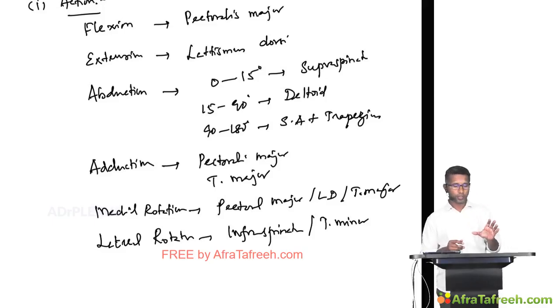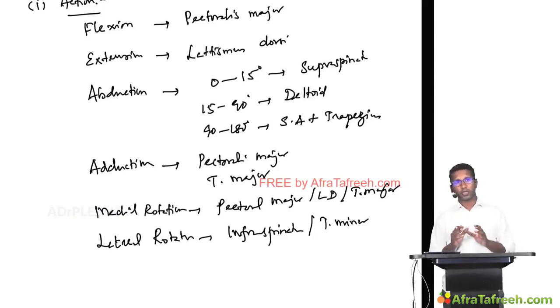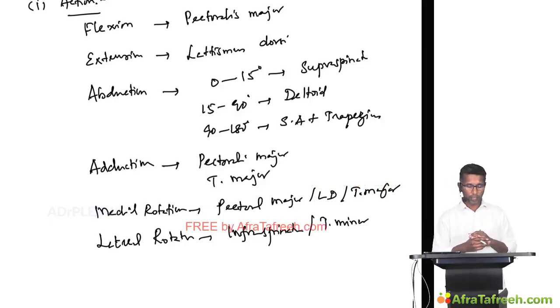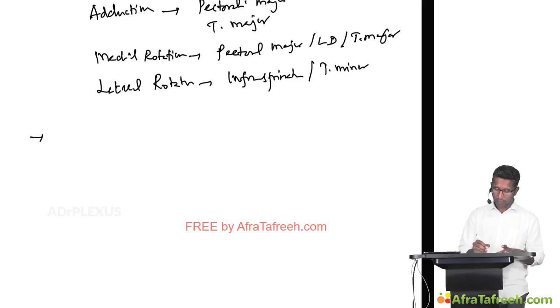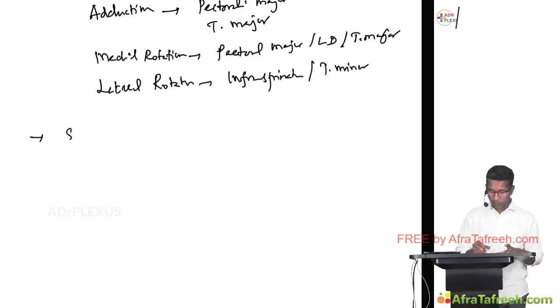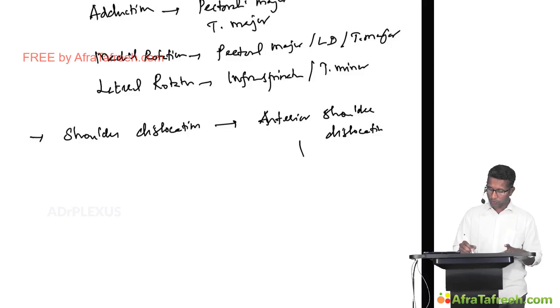So these are the actions of the muscles around the shoulder joint. The shoulder joint moves in multiple axes, and you can see the muscles participating in it. I have highlighted only the important muscles here. If the shoulder joint goes in for pathology, it can go in for various kinds of pathology. The most common pathology is shoulder dislocation, and the most common type is anterior shoulder dislocation.